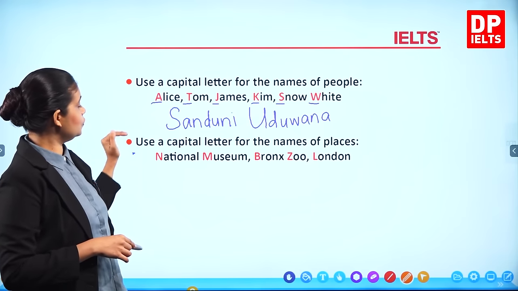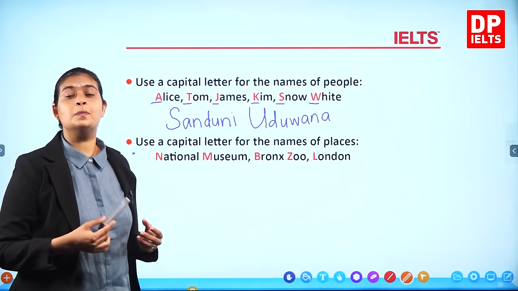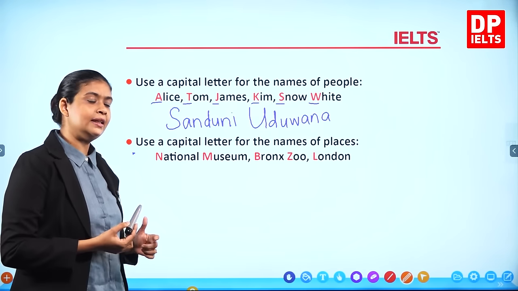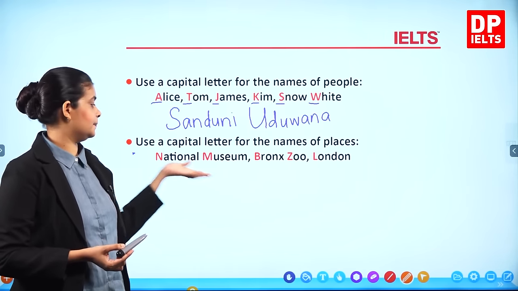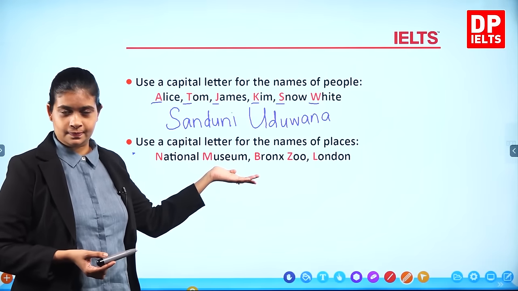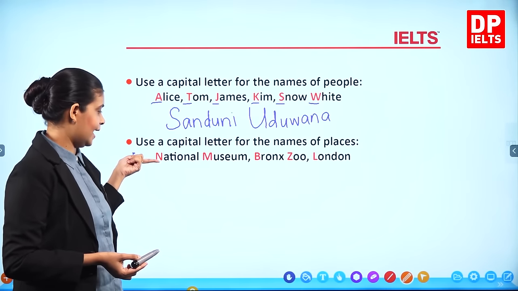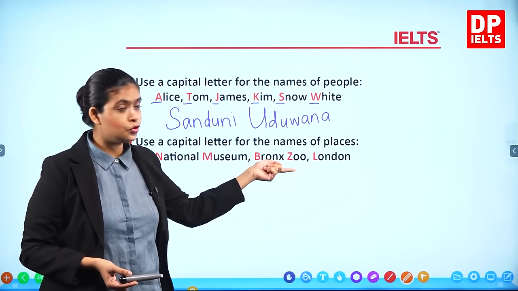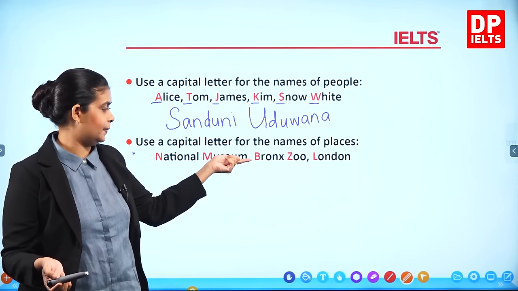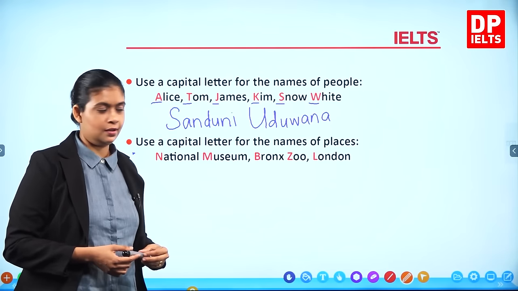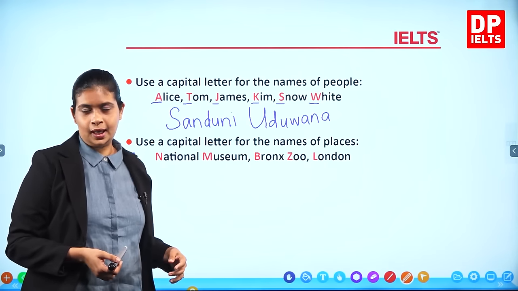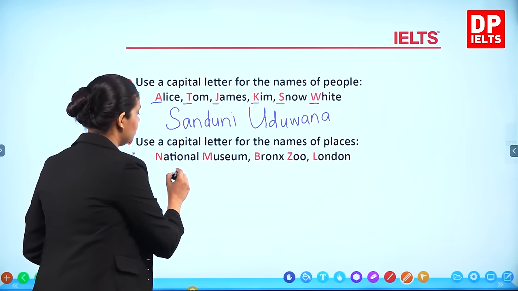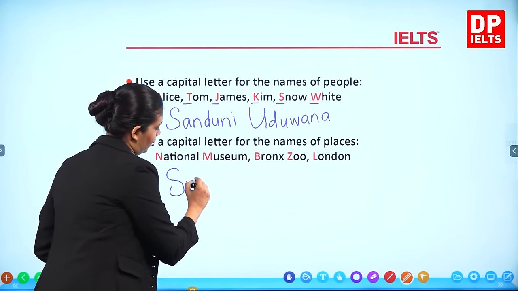Now we also use capital letters for names of places. National Museum. National, N capital, Museum, M capital. Bronx Zoo, B capital, Z capital. London, L capital. Places where we live, our country, Sri Lanka, S capital.